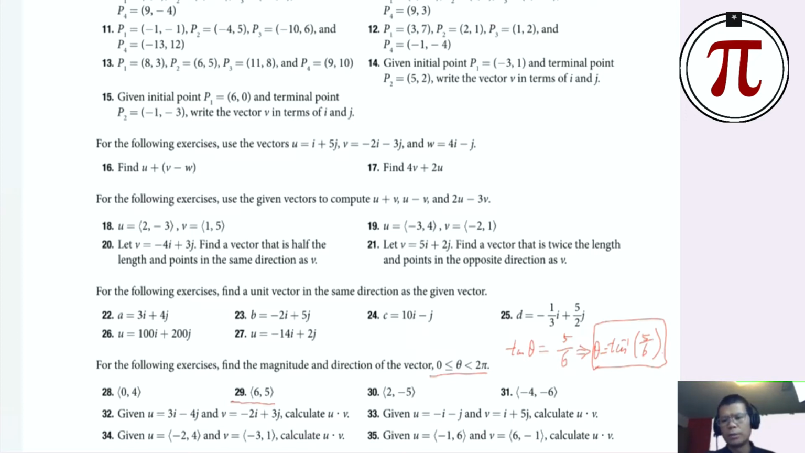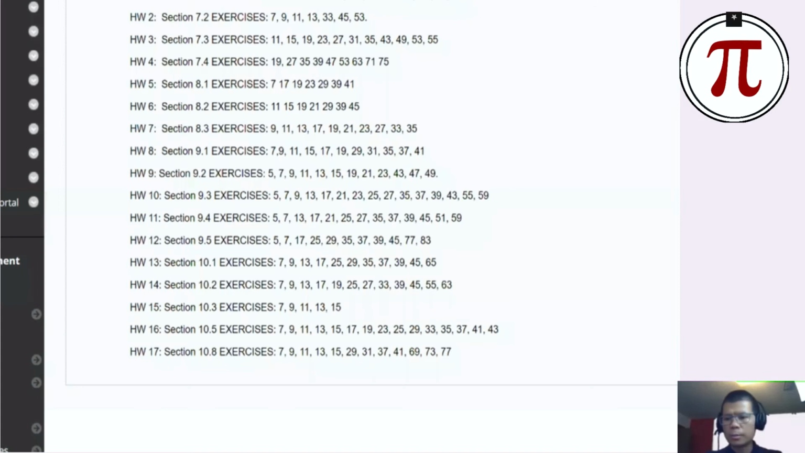And the magnitude is the square root of 6 squared plus 5 squared. I believe you can do that. Yeah, I got the magnitude, but I was having a problem with the direction because I got lost with the quadrant. Okay, I got it now. Good, very good. Any other questions on the homework?